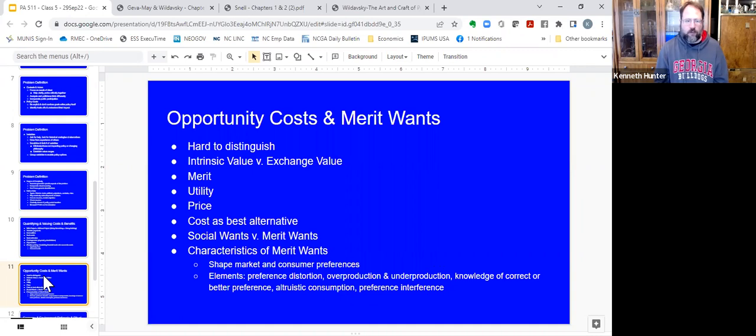A public policy example would be the implementation of digital signal for television, for over-the-air television. This was facilitated in the 90s and in the early 2000s. It was basically forced on everybody. And there were a tremendous number of people who did not have TVs that were compatible with digital signal.